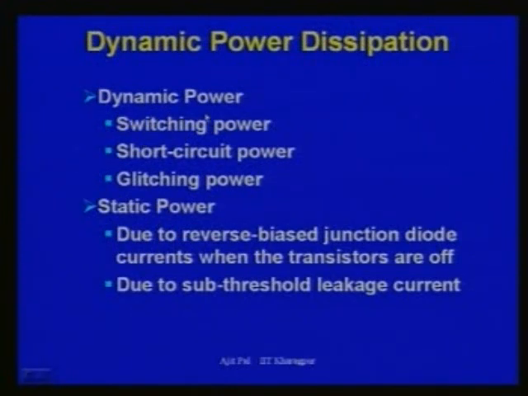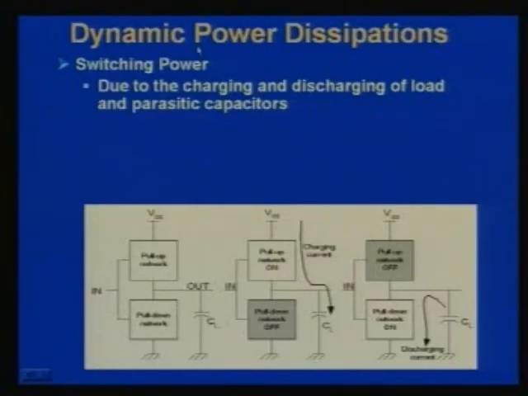The dynamic power can be broadly divided into three types: switching power, short circuit power and glitching power. And static power is due to reverse bias junction diode currents when the transistors are off, and due to subthreshold leakage current, as we shall see explained in detail. So, first let us focus on the dynamic power.